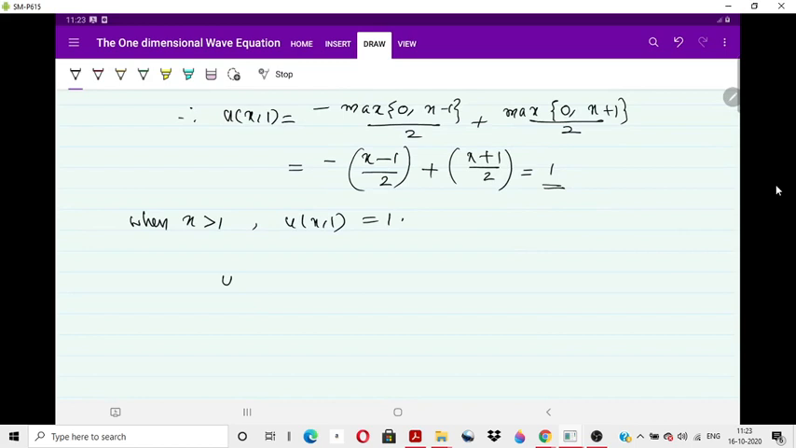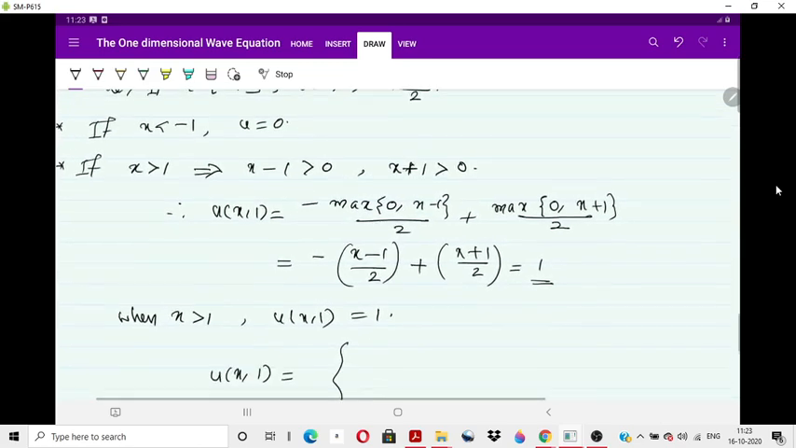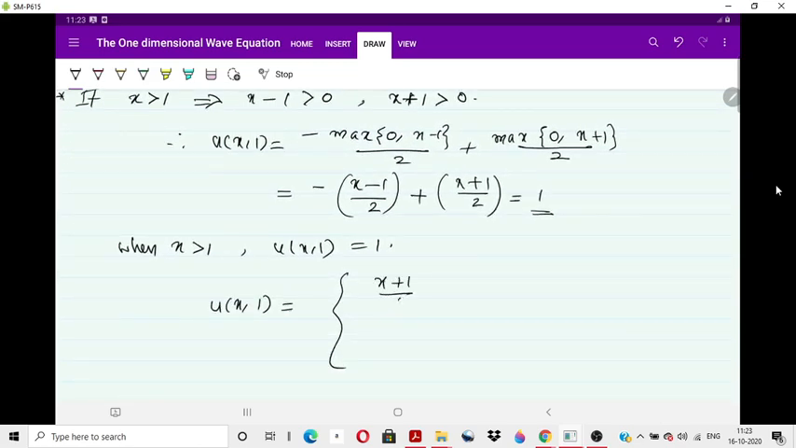Or we can write u(x,1) as a piecewise function, that is it is equal to x plus 1 by 2 if x belongs to the closed interval minus 1 to 1, or minus 1 less than or equal to x less than or equal to 1, and it is equal to 1 if x is greater than 1, and 0 otherwise, or if x is less than minus 1.